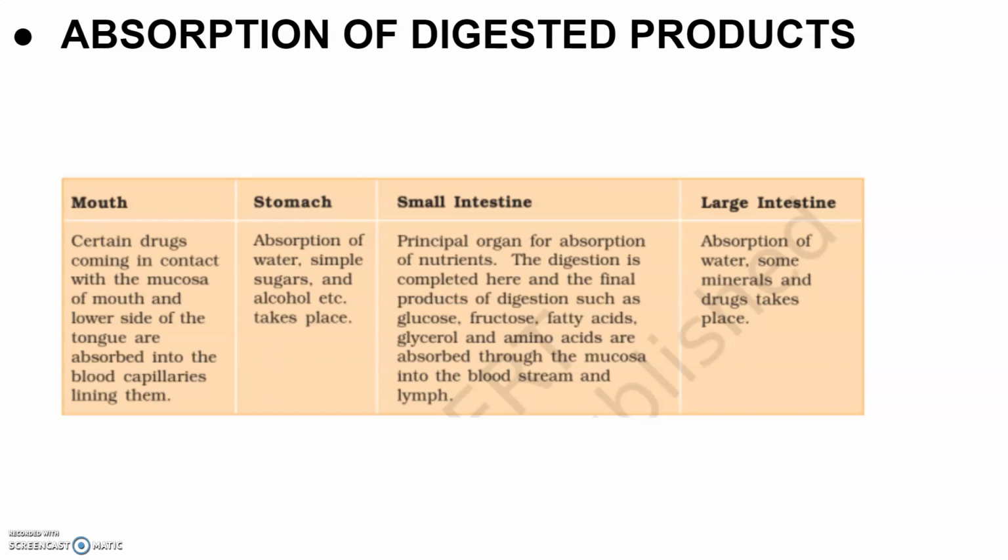Absorption of substances takes place in different parts of the alimentary canal like the mouth, stomach, small intestine and large intestine, but maximum absorption occurs in the small intestine. And here is the summary of all the absorptions that occur in the various parts of the alimentary canal.